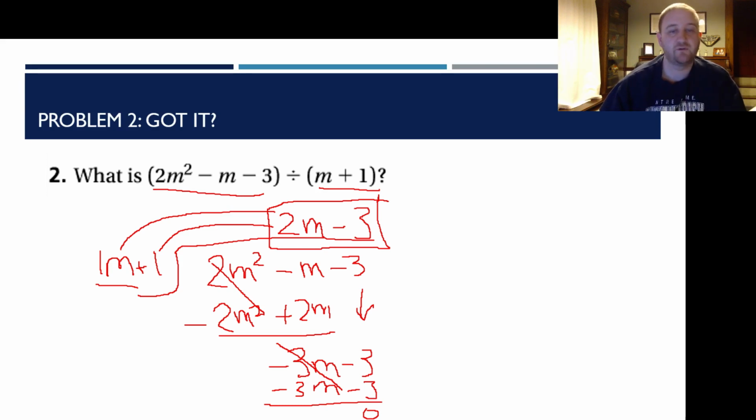Now what would we do if we did have a remainder here? I know we don't, but let's say we have a remainder of 2. If we had a remainder of 2, then you would add it at the end, plus 2 over m plus 1. But we don't have one, so we don't have to do that.